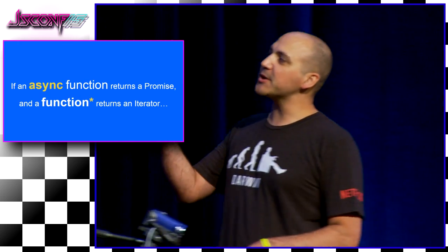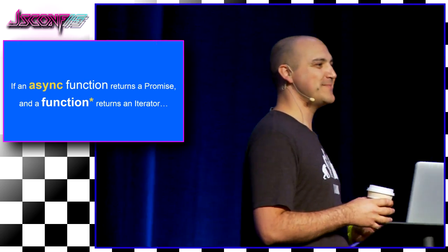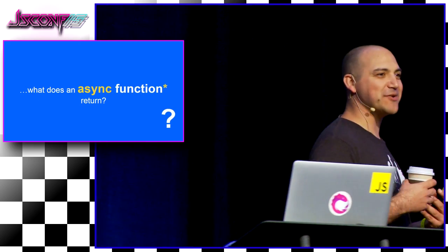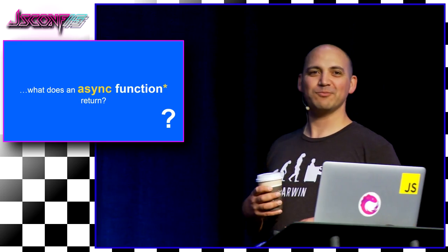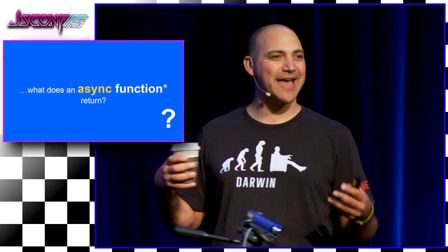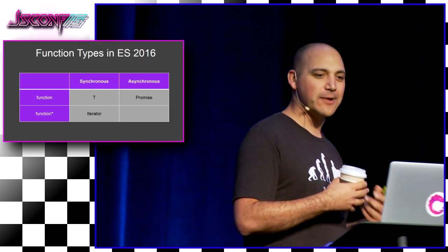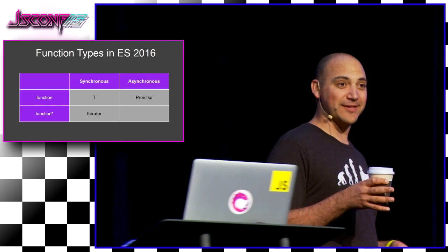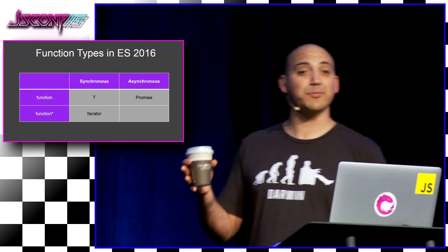So if an async function returns a promise, and a function star returns an iterator, we as language designers have a question to answer. What does an async function star return? You can't just go adding features to languages and not describing what happens when you put them together, when they interact. Well, there's a couple of different opinions about this, and there's actually a couple of different ways the committee could go. But I'm here today to tell you about one particular option.